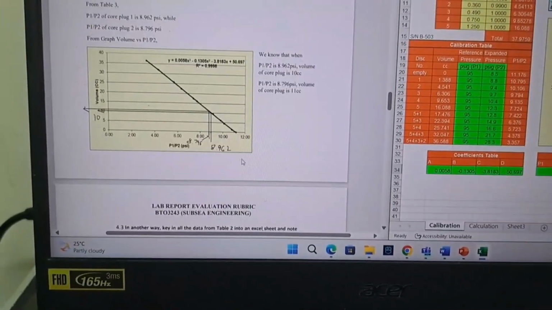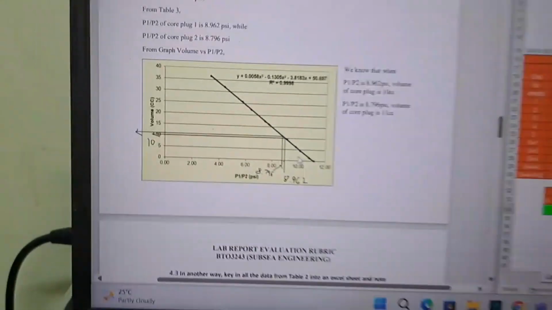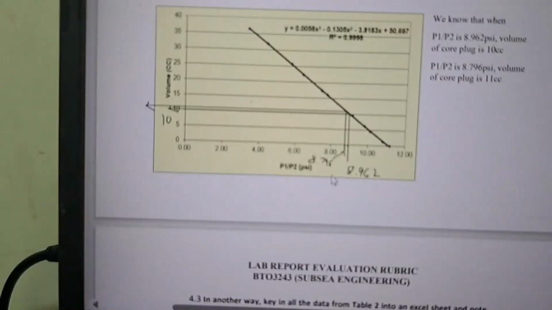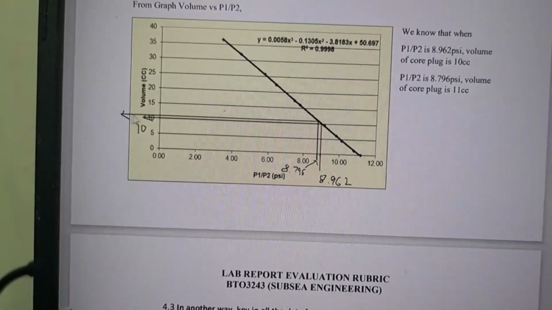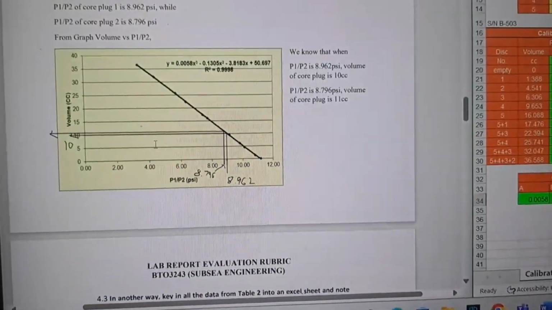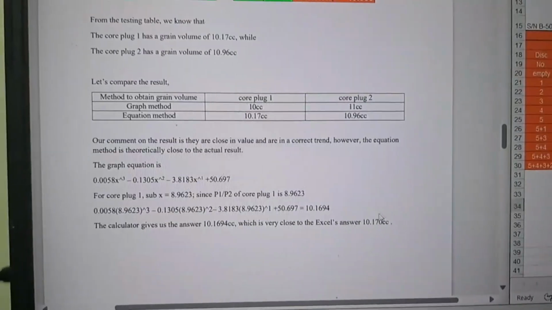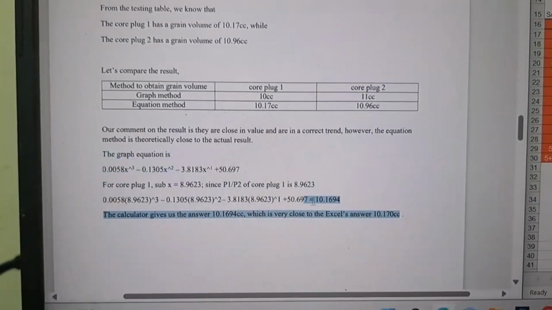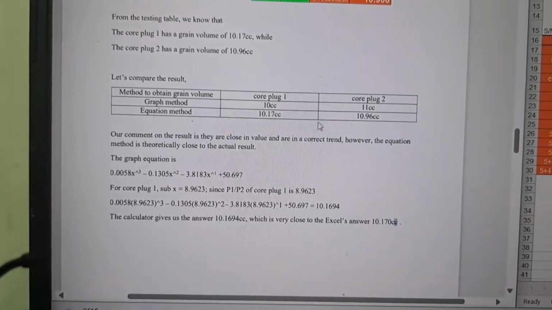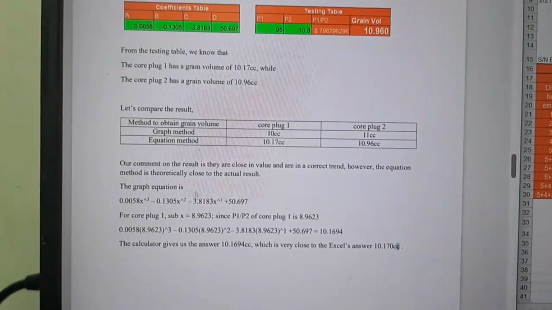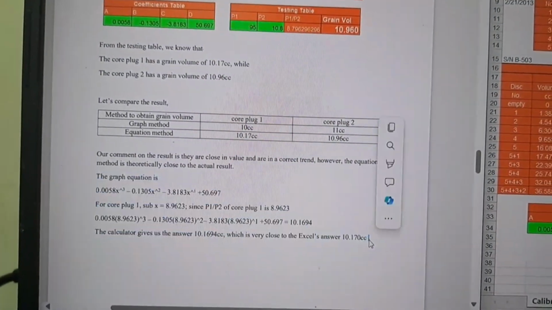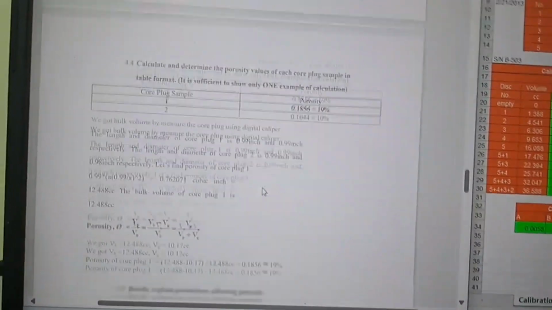Another way, you use the graph itself, right? You have P1 over P2, then you just go up and you go left, right? The Excel way is actually the calculation way. You use the calculation to find it. And these are the calculations. So which method is more accurate? The calculation is more accurate. Calculation method. So we get the grain volume.